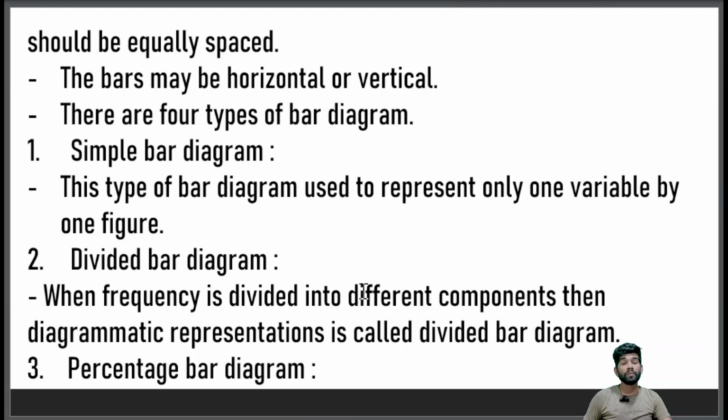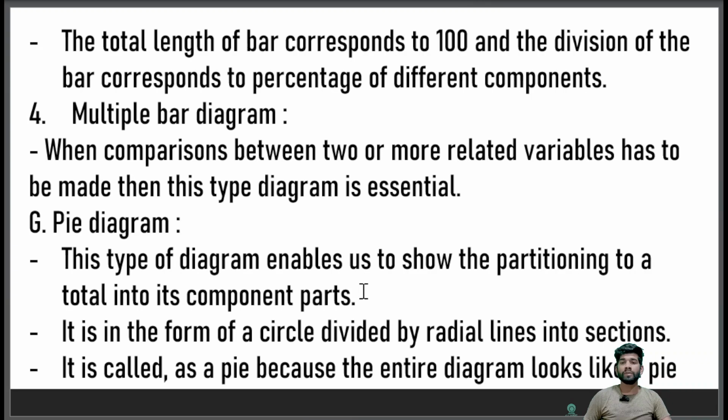There are four types of bar diagram. The first one is the simple bar diagram, used to represent only one variable by one figure. Then the divided bar diagram: when frequency is divided into different components, the diagrammatic representation is called a divided bar diagram. Third is the percentage bar diagram, where the total length of the bar corresponds to 100 and the divisions of the bar correspond to the percentage of different components. The last type is the multiple bar diagram. When comparisons between two or more related variables have to be made, this type of diagram is essential.